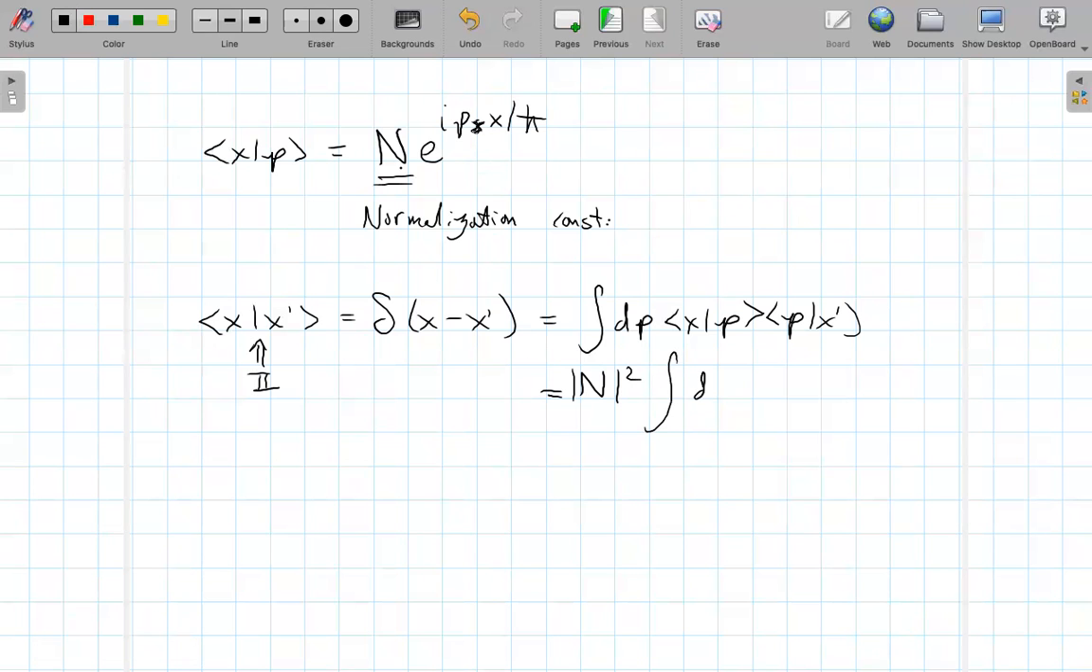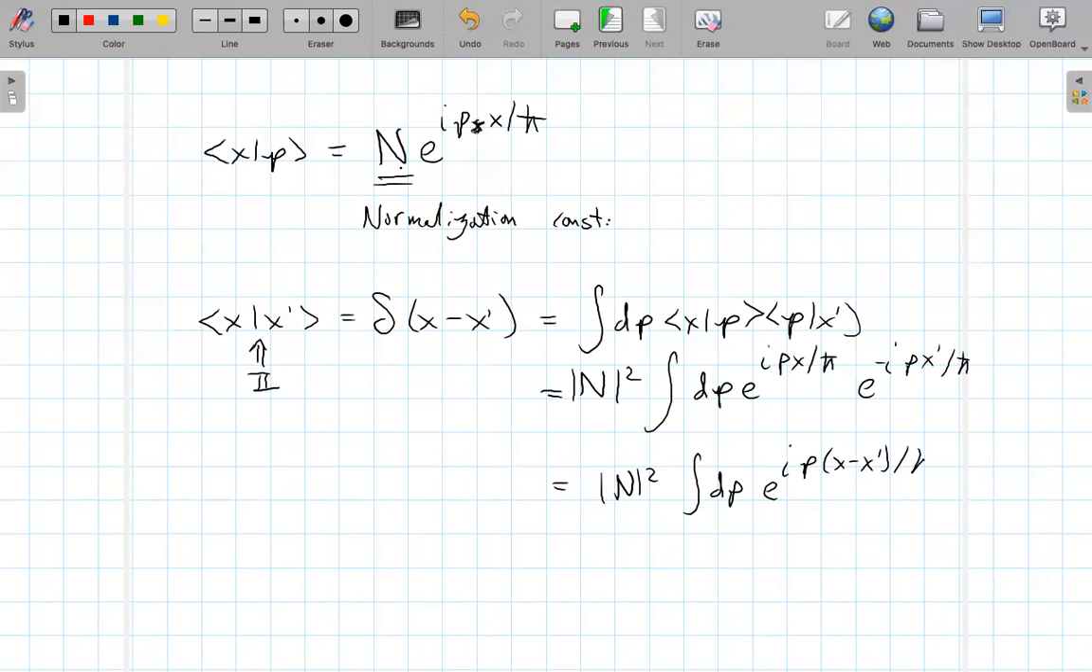So this is going to be the integral of dp of e to the i px divided by h bar. This term here then is going to be the complex conjugate of this since it's in the opposite order, and it's also going to be evaluated at x prime. So it's going to be times e to the minus i px prime divided by h bar. So this guy then is going to be equal to n squared integral dp of then what? e to the i p times x minus x prime all divided by h bar.